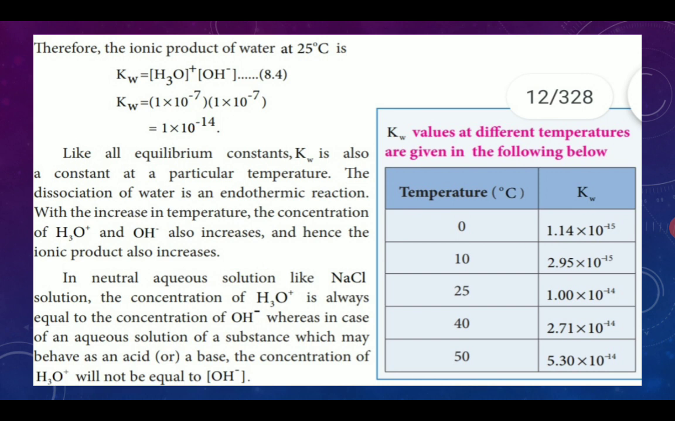So, Kw is equal to H3O plus into OH minus ion. H3O plus is 1 into 10 power minus 7, OH minus is also 1 into 10 power minus 7, therefore you get 1 into 10 power minus 14. So, Kw is a constant at a particular temperature, that is 25 degrees Celsius.